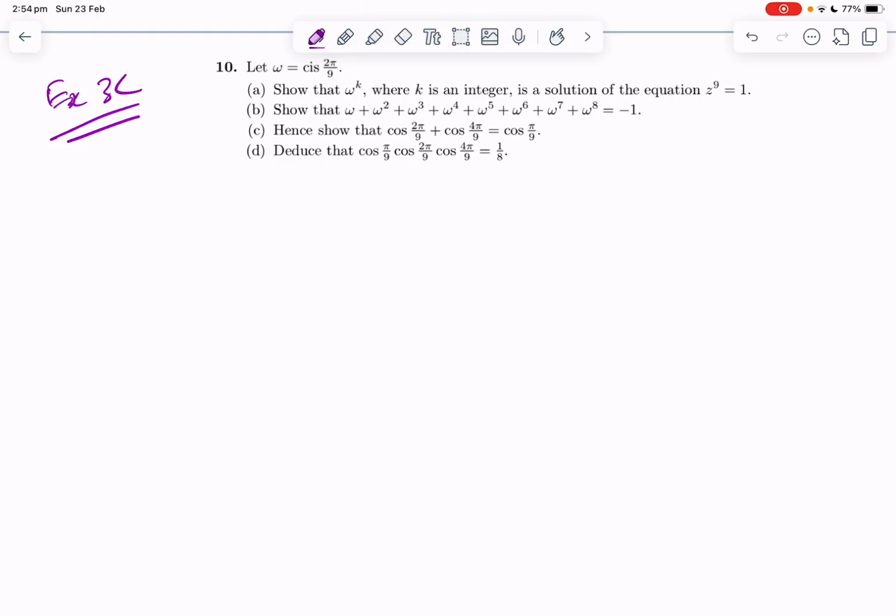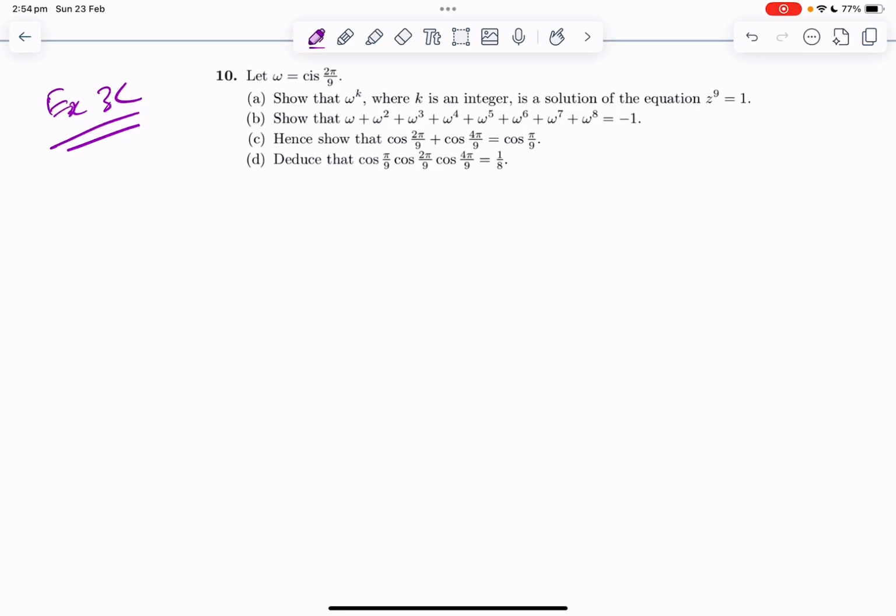Okay, here we are in Ex3C. I was asked question 10 here. I suspect I didn't read carefully the email that I was sent. I think it was here or certainly here. I would think that the student ran into trouble. But I'll do the whole question.